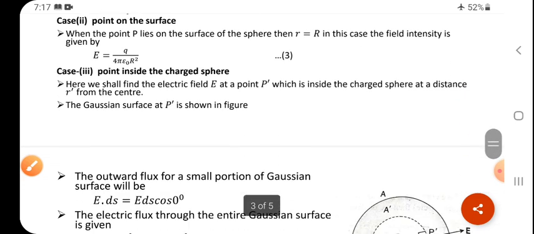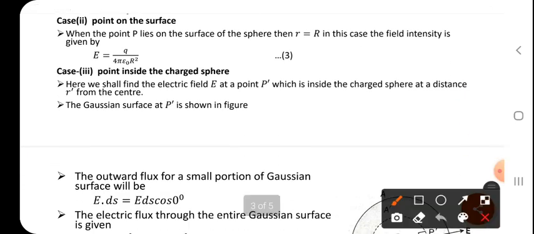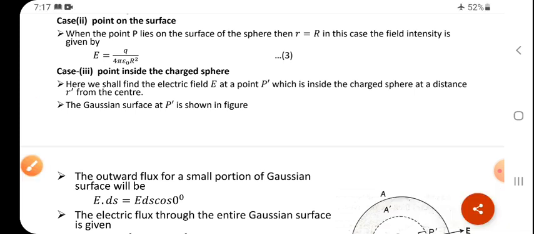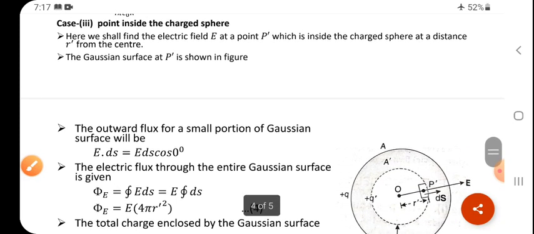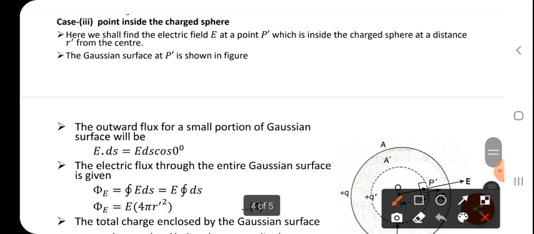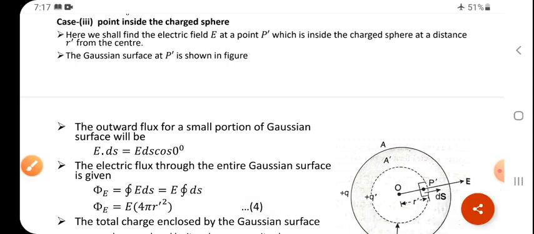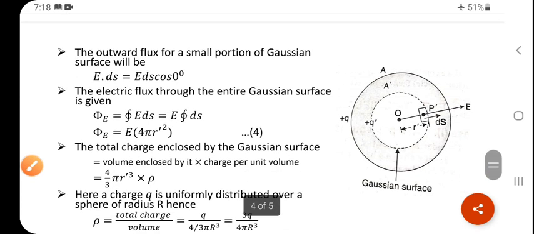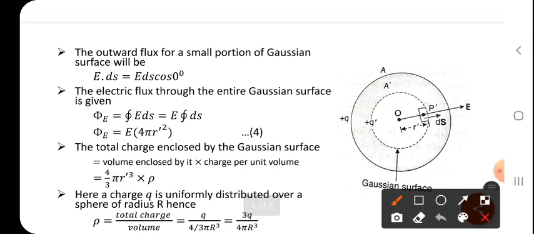Now the last case, case 3, point inside the charged sphere. Here we shall find the electric field E at a point P dash. Now we have considered the P dash term. Why? Because P is outside. When the point is outside, that is P. When the point is inside, take it as P dash. Now see the diagram. First we calculated E value at this point. Next we calculated E value on the surface. Now we are going to calculate inside, at this point.